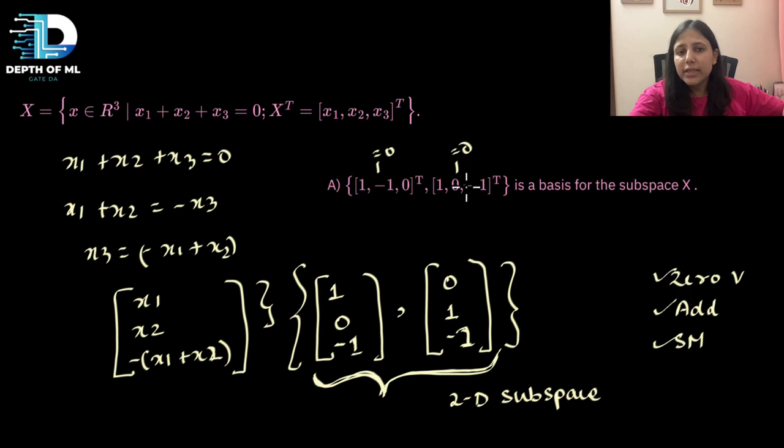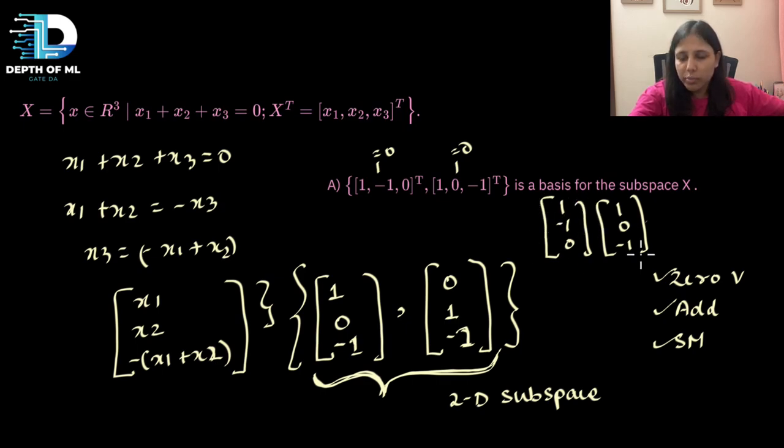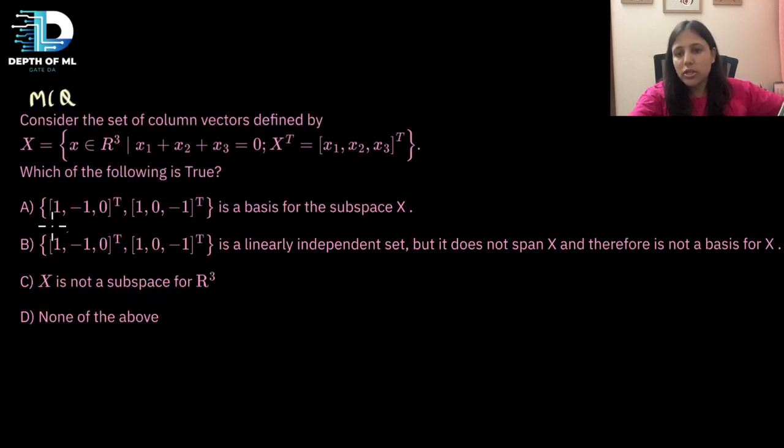Now you have to check whether they are linearly independent or not. By the look of it, you can actually check this. So this is 1, minus 1, 0. And this is 1, 0, minus 1. Another way to do it is you can put them in a matrix and find the number of pivots you have. You will find that there are two pivots in this. So these two are linearly independent. Because they are linearly independent and the subspace is of two dimensions, and also there are two vectors in this, this is actually the basis for this subspace. So option A is actually correct.